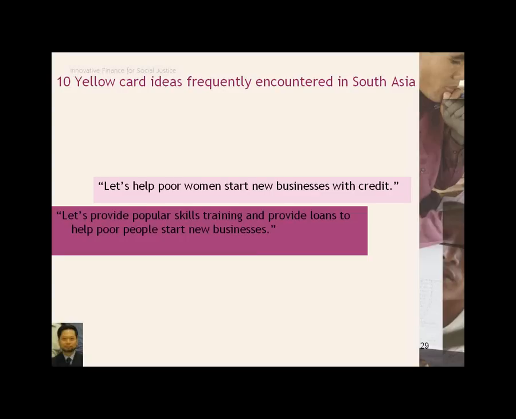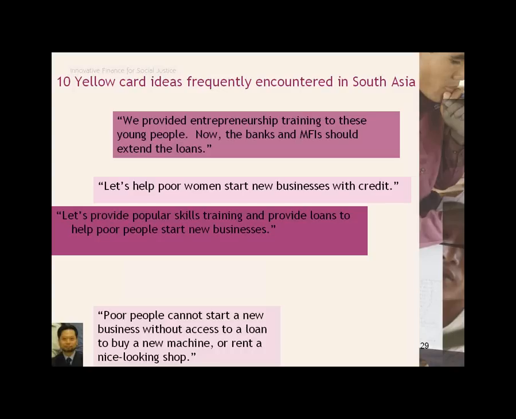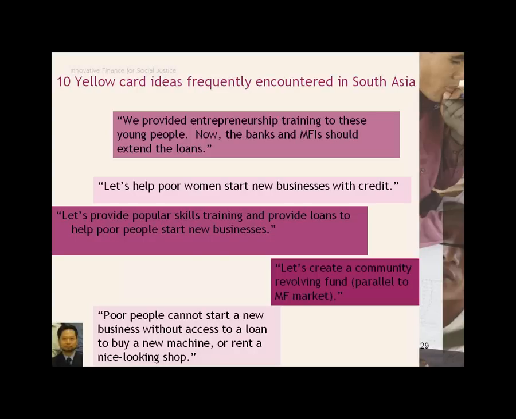Number 3, we provided entrepreneurship training to those young people. Now the banks and MFIs should extend the loans. Can they? Number 4, poor people cannot start a new business without access to a loan to buy a new machine or rent a nice looking shop. Really.